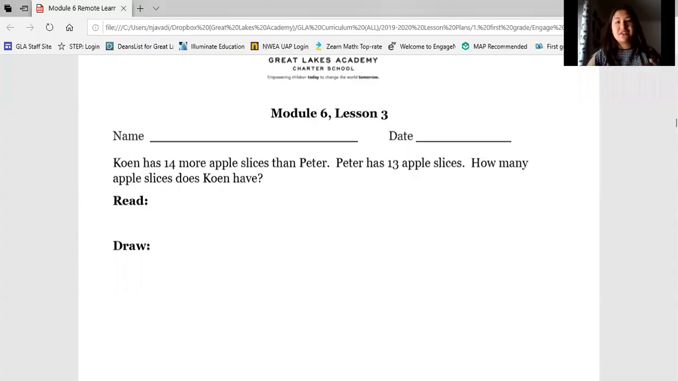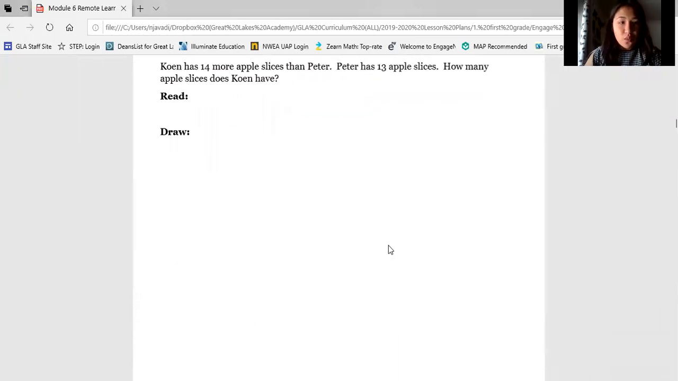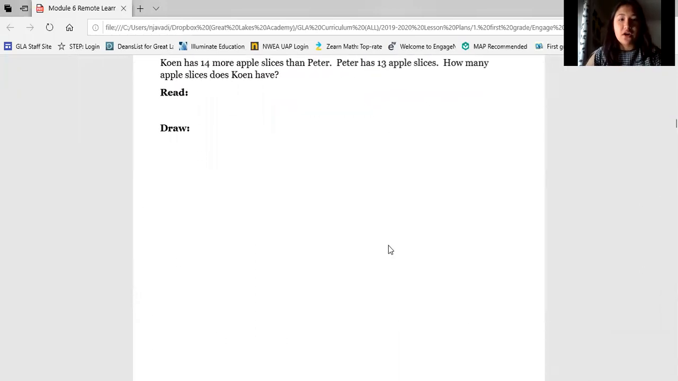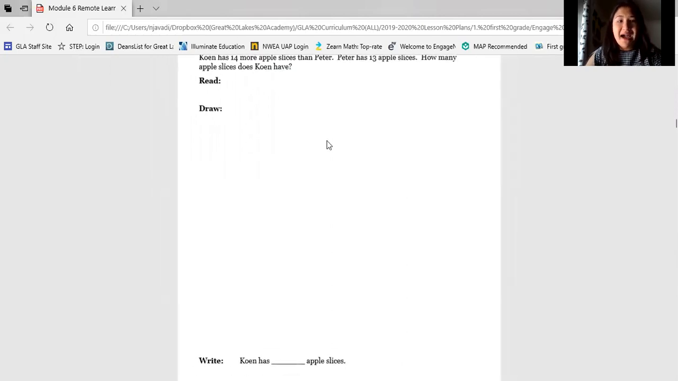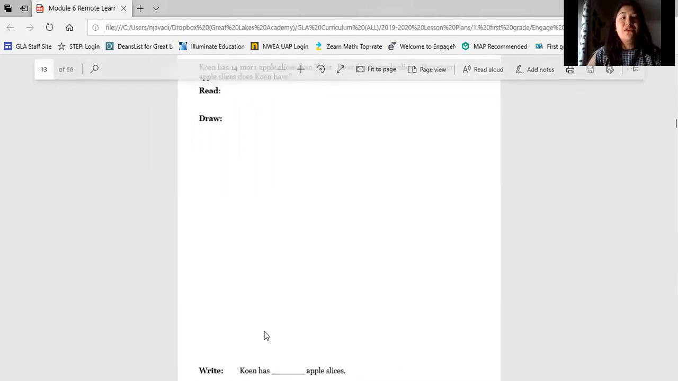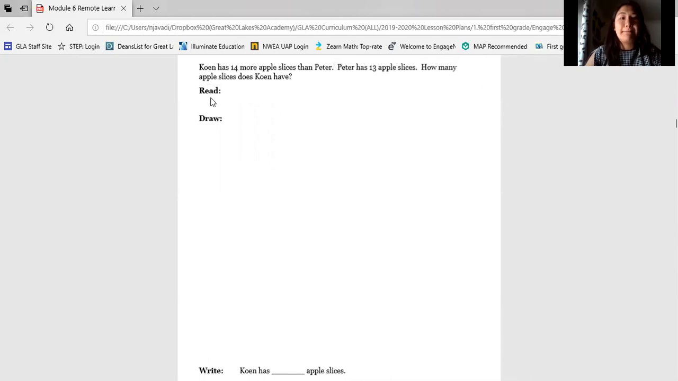Let's get started. Today you are looking at Module 6, Lesson 3. Your page looks like this. We are going to start reading on the word Cohen. So go ahead and get out your packet and make sure you have your packet and your pencil. And when you are ready, press play. We're reading on 2, 1, 2.